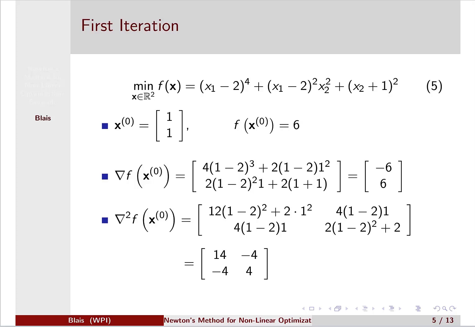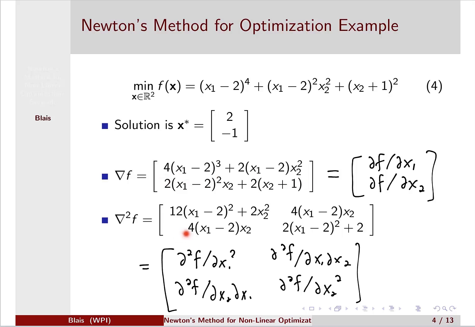So let's set up for our Newton step. We need our gradient evaluated at this x0, and we need our Hessian evaluated at this x0. So let's take our previous calculation for the gradient and the Hessian, and let's plug in that x0. We'll plug in 1 for x1 and 1 for x2.